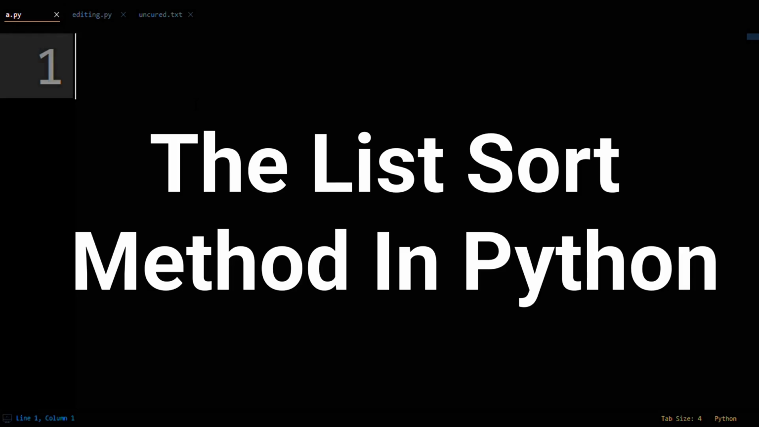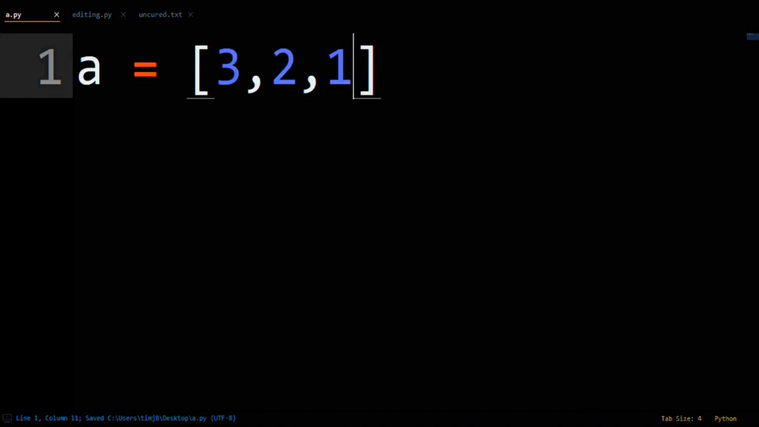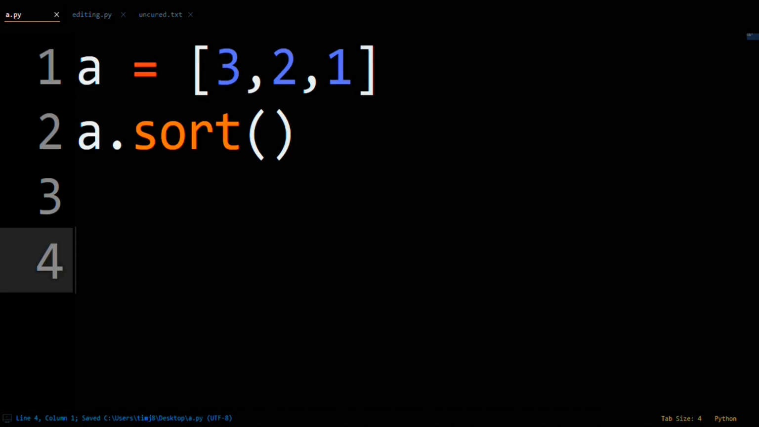The list sort method in Python sorts a list in place. Let's check out what that means. If you had a list A with the elements 3, then 2, then 1 in it, then called sort on it, A would be modified to now be in the order of 1 through 3.